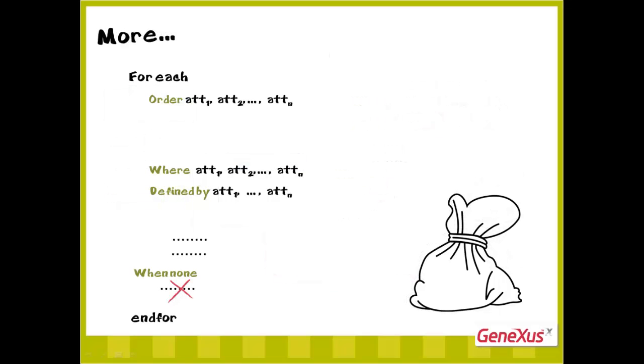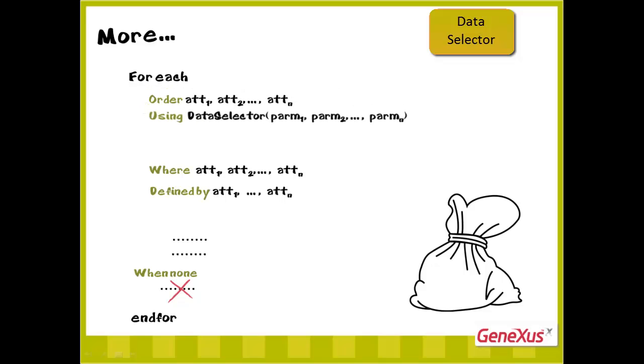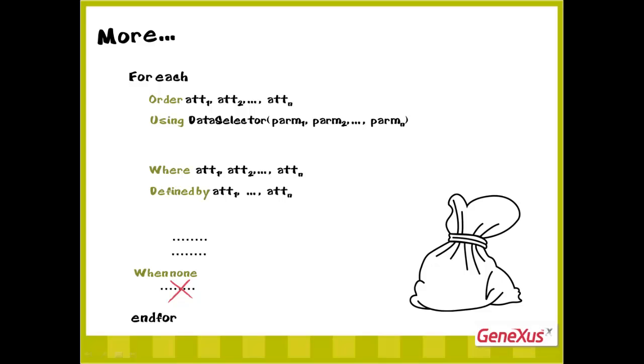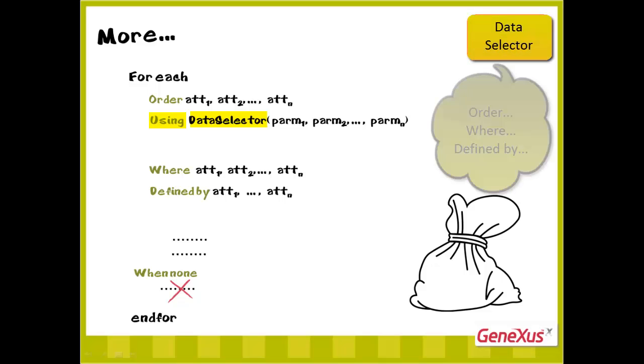The for each can take other optional clauses. There is, for example, another way to filter the information with which we wish to work, and that is by using data selectors. This subject will be the object of another video. Though for now, we could say that a data selector specifies, based on the parameters received, a set of centralized conditions and orders for the information that avoids the need to repeat order, where, and define by clauses every time they're necessary. When we indicate to the for each to use a data selector, we're instructing it to add its orders, conditions, and define by to those specified.